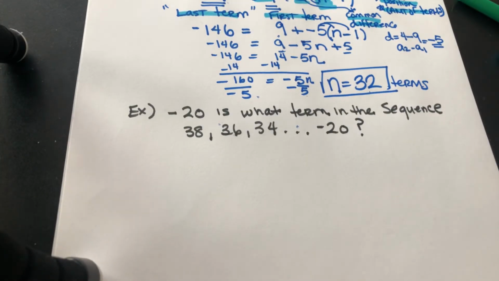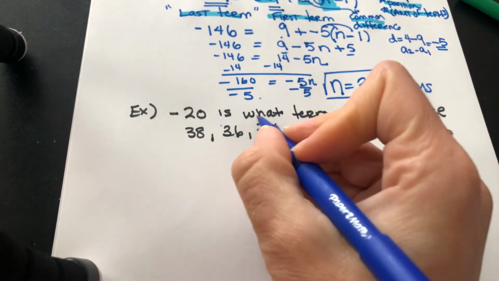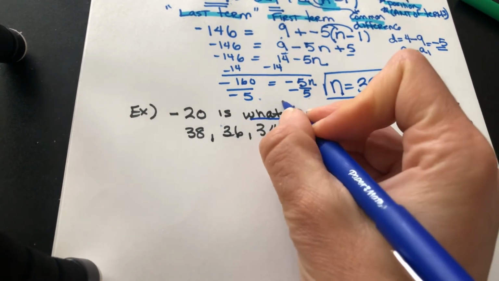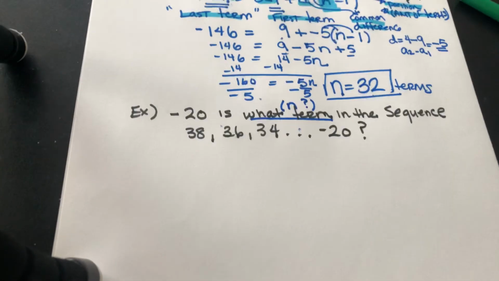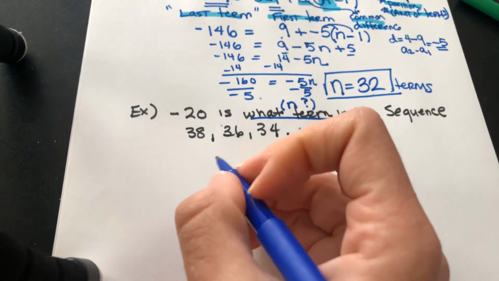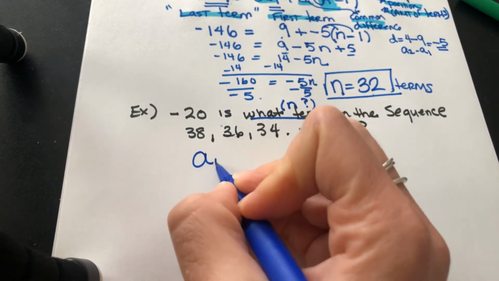So here we go again. I want the light bulb to go off. When I ask you what term, I want you to always think, okay, I'm finding n. I do not know how many terms there are. So one more time, let's write our formula.